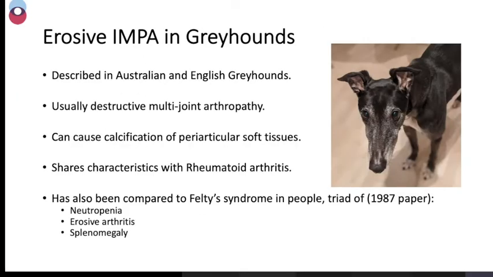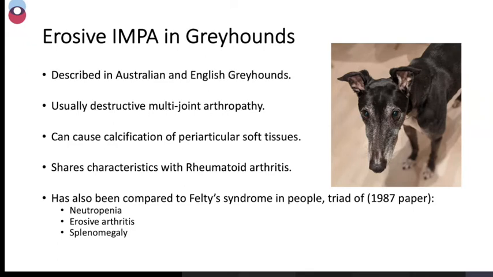And then erosive immune-mediated polyarthritis in greyhounds is something that's been reported in Australian and English greyhounds, and actually was first reported quite a long time ago, in around 1978. And it usually causes a destructive multi-joint arthropathy. It does have signs similar to rheumatoid arthritis as well, and you can get calcification of periarticular soft tissues. Not all greyhounds, even though they might show signs similar to rheumatoid arthritis, some of them will have very low to negative rheumatoid factor and anti-nuclear antibody titers.